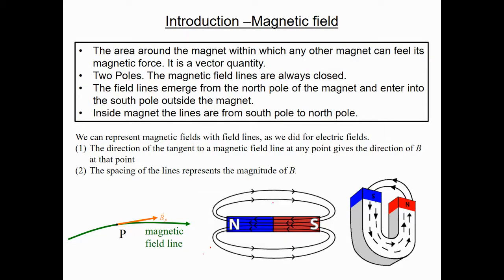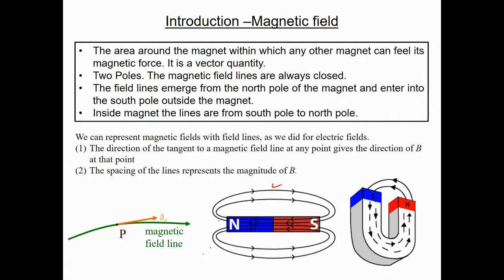You have to see this picture. Our magnetic field lines start from outside and form a loop-like structure. Outside the magnet, they go from north to south, and inside the magnet, they go from south to north. That means if you take one loop, it will be closely looped. So the magnetic field lines are always closed. And the magnetic field lines emerge from the north pole of the magnet and enter the south pole.